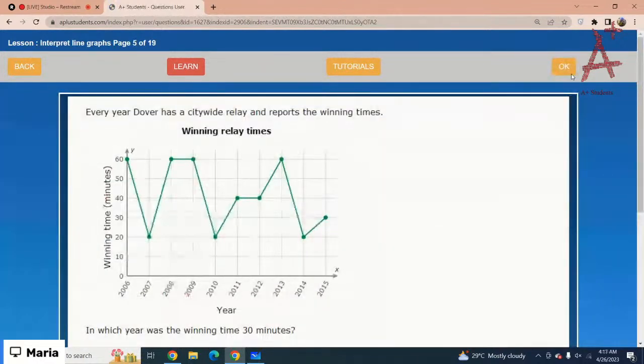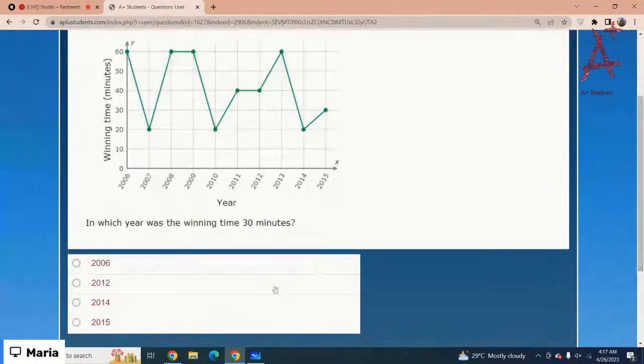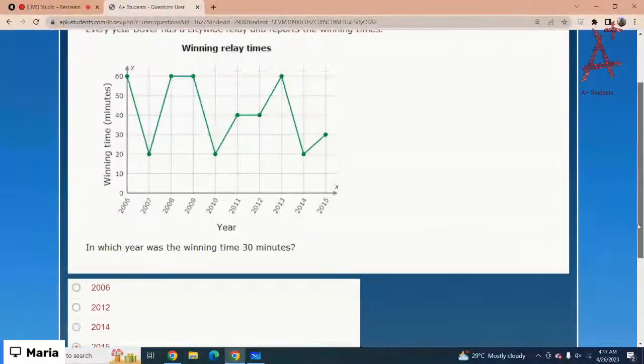Okay, every year Dover has a city-wide relay and reports the winning times. In which year was the winning time 30 minutes? Here is 30 in 2015. Got it? So the correct option is 2015.